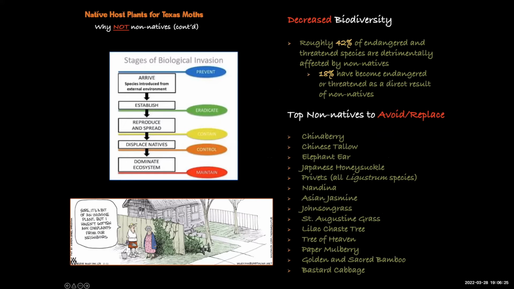Non-natives arrive in our area, and that's really when we need to try to prevent them from taking hold. They're introduced usually from some other place. They become established. They reproduce and spread, they displace the natives, and eventually, if they're not controlled, they will dominate the ecosystem. I've listed here many of the non-natives that we have to deal with here in Central Texas.